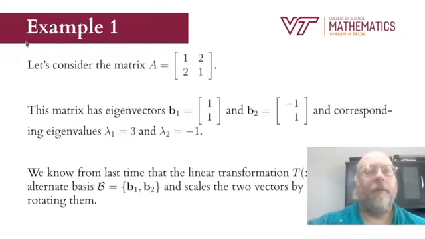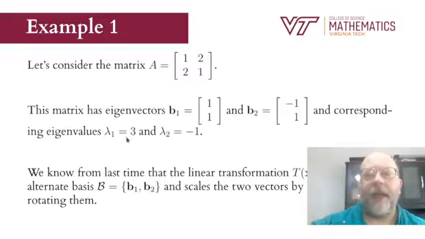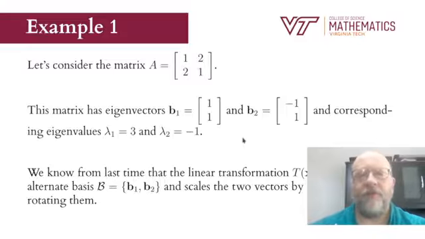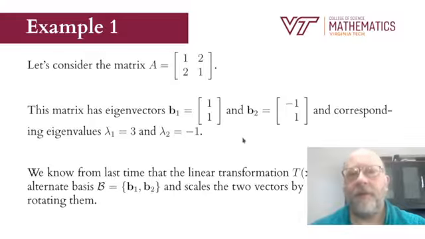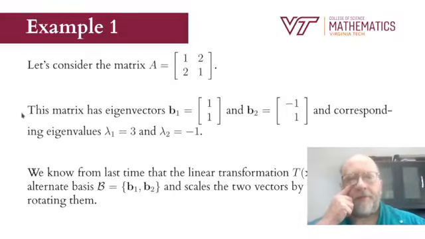All right, so let's look at this matrix here, 1, 2, 2, 1. This matrix has eigenvectors 1, 1, and negative 1, 1, and the eigenvalues are 3 and negative 1. You can check that on your own, but I'm giving you this information for right now.